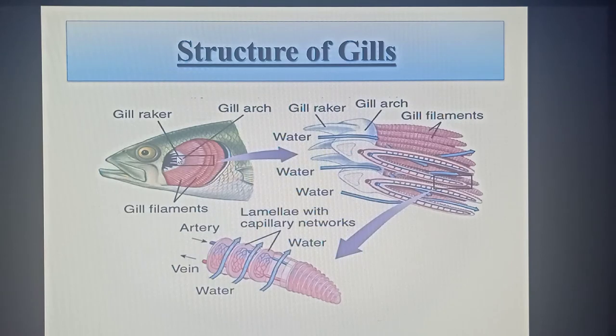Look again, these are the teeth-like projections present inside the gill arch. It is called gill raker. This is a single gill filament. Inside the gill filament, here are the afferent branchial artery and efferent branchial artery, and they at last divide into many capillaries. This whitish part is the gill arch, and inside the gill arch, it is the gill raker.